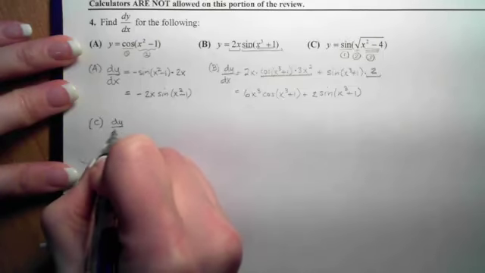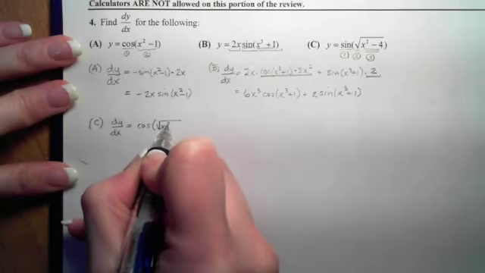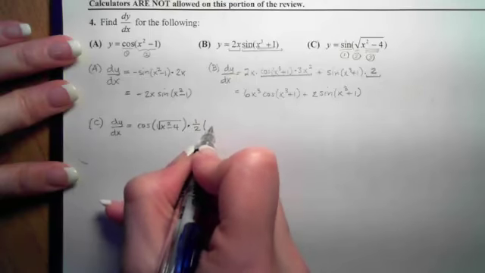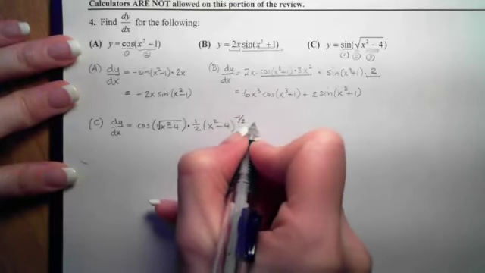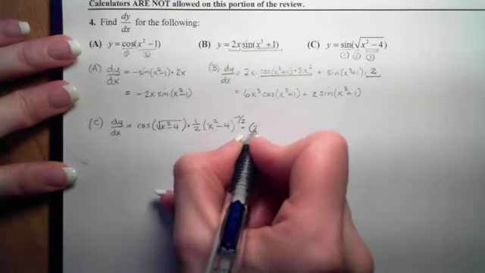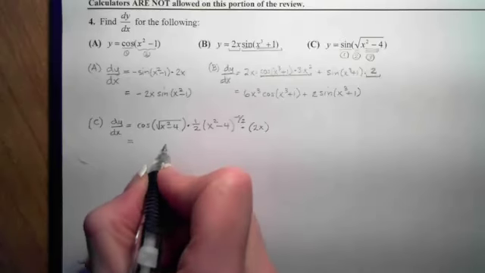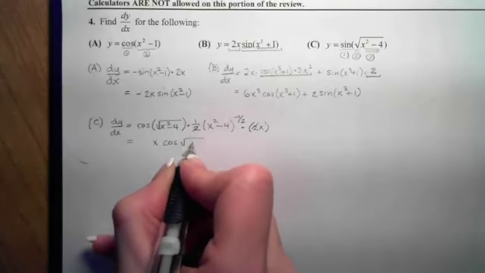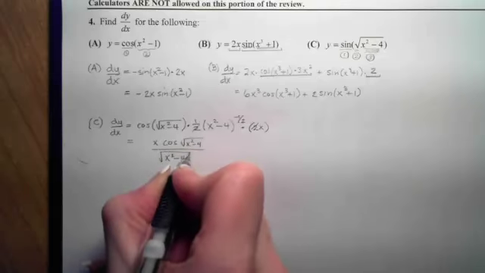So dy/dx will be the derivative of sine, which is cosine of its inside unchanged, times the power rule, which is 1/2 of its inside unchanged, to the negative 1/2, times the derivative of the final inside polynomial. So if we simplify this, looks like we're going to end up with an x times a cosine of a root x squared minus 4, and on the bottom I'll have this x squared minus 4 in a square root. And we're done.